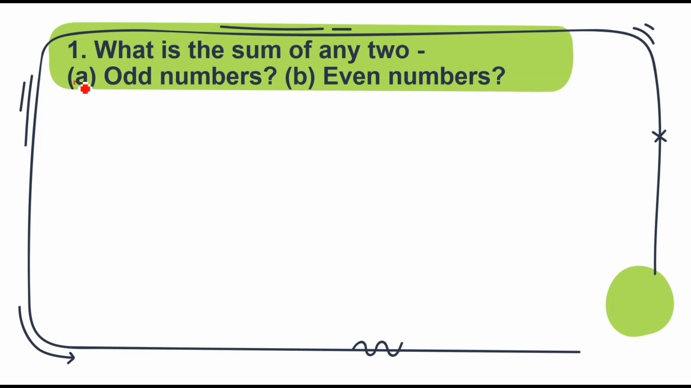So basically there are two parts which is given. The A part says that if we add any two odd numbers, then what we will get. So if the question is like this, you can take any example. Okay, so take any two odd numbers. Let's say the smallest two odd numbers I'm taking, that is 1 and 3, and I'm adding them. So what I'm getting is 4, right?